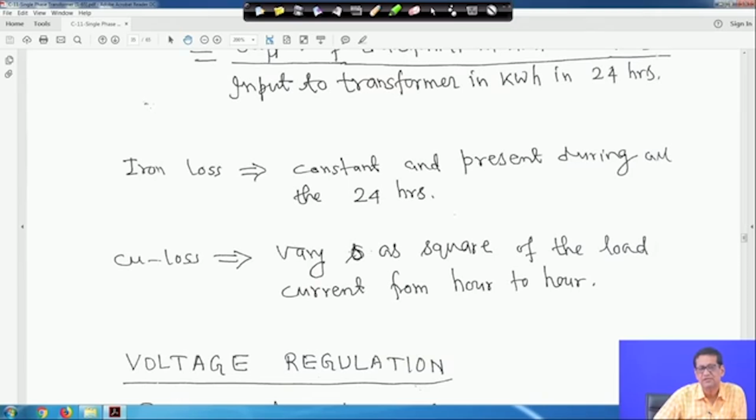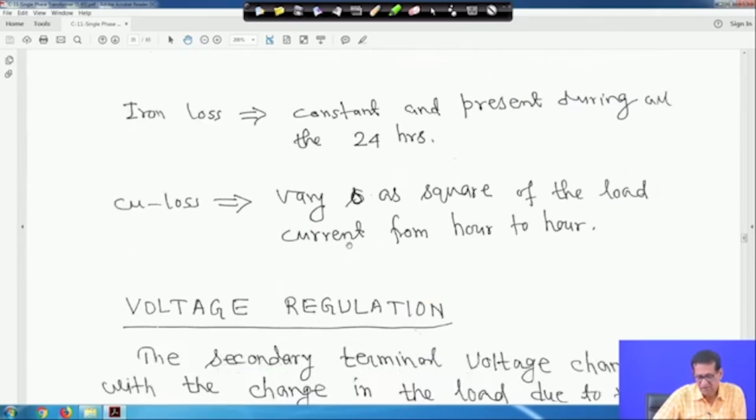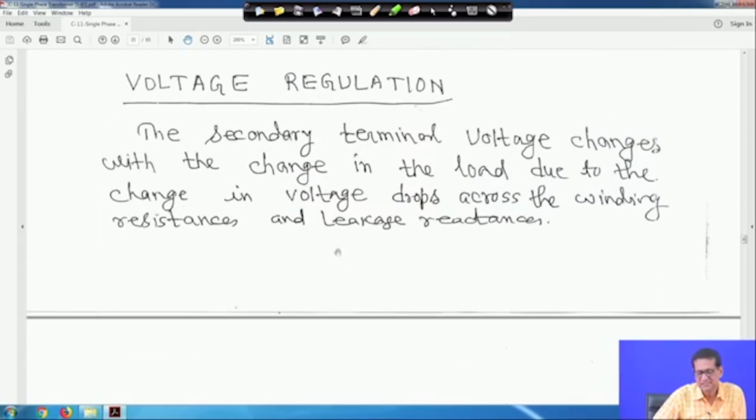We will see when we will take one example, right. Now, another thing is the voltage regulation. This is very simple. The secondary terminal voltage changes with the change in the load, due to the change in the voltage drop across the winding resistance and leakage reactance. Because if load changes, then naturally the voltage drop on the secondary side will change.